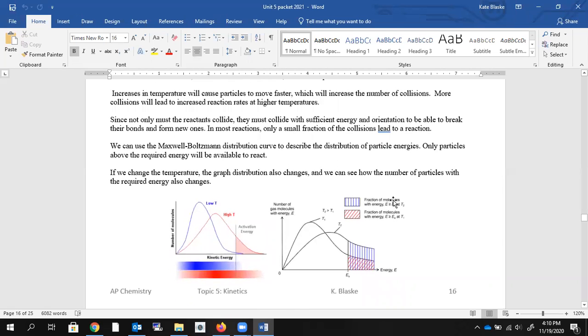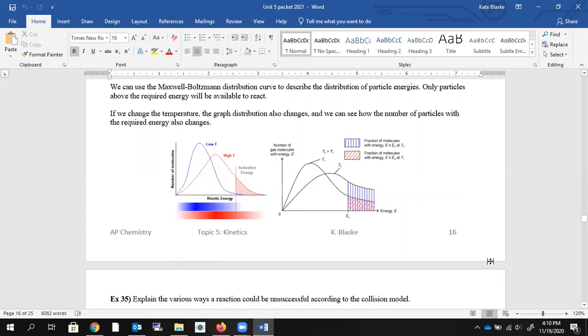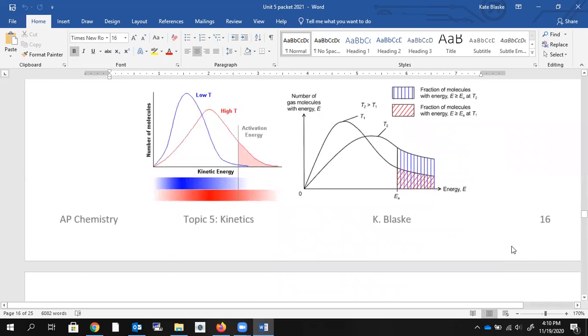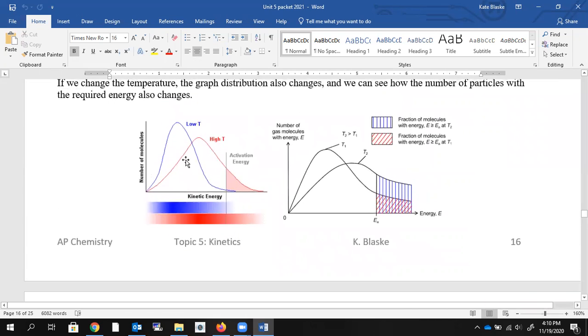Way back when we talked about gases, we used this thing called the Maxwell-Boltzmann distribution to talk about how the motion of the particles changed when we changed the temperature. In this first graph on the left-hand side, I'm going to zoom in a little bit. If we have a lower temperature, we have a lower average kinetic energy where that peak is, and we have more particles down at this low end of the kinetic energy.